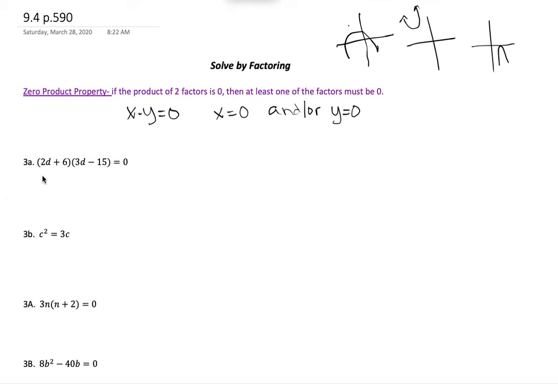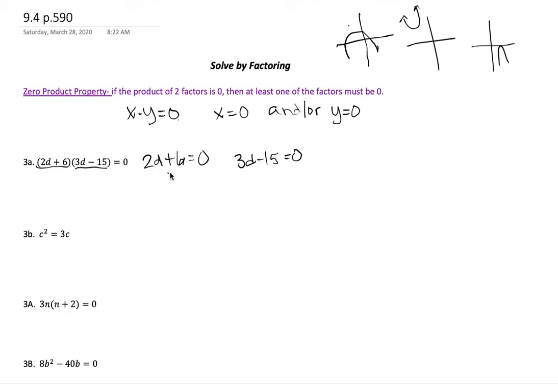Okay, so in this example, they're set up already where you have 2 factors set equal to 0. So this is a factor and this is a factor. Now remember, when 2 factors equal 0, you can break them apart and set them each equal to 0. So I'm going to write 2d plus 6 equals 0 and/or 3d minus 15 equals 0. And I'm going to solve both of those.